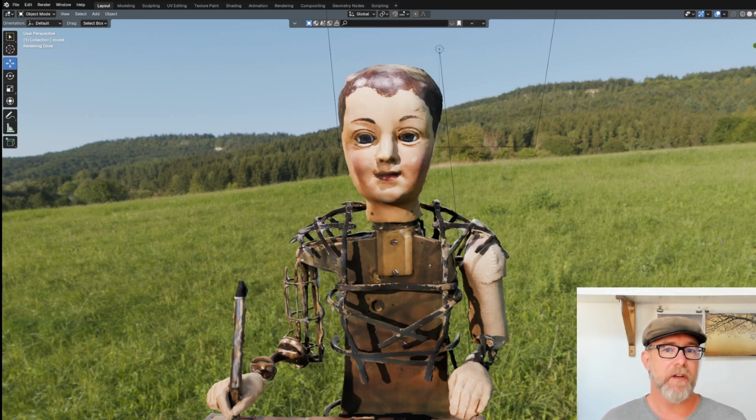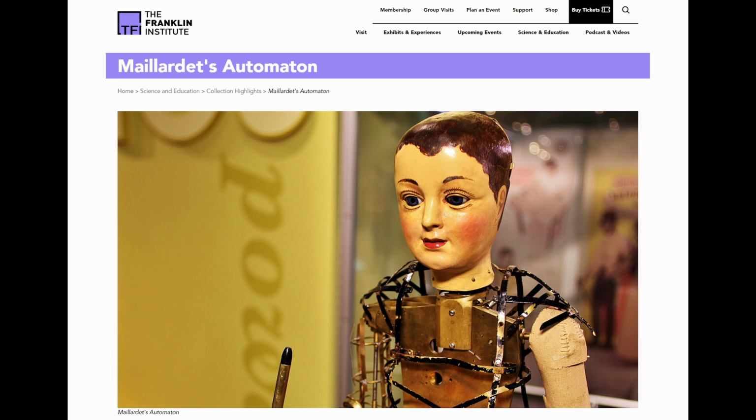And today I'm very excited that we are launching the first one of those, which is a reproduction, a recreation, if you will, of a 1790s era drawing automaton. This is currently held at the Franklin Institute in Philadelphia, and I'll be going into a bit more detail in a minute.